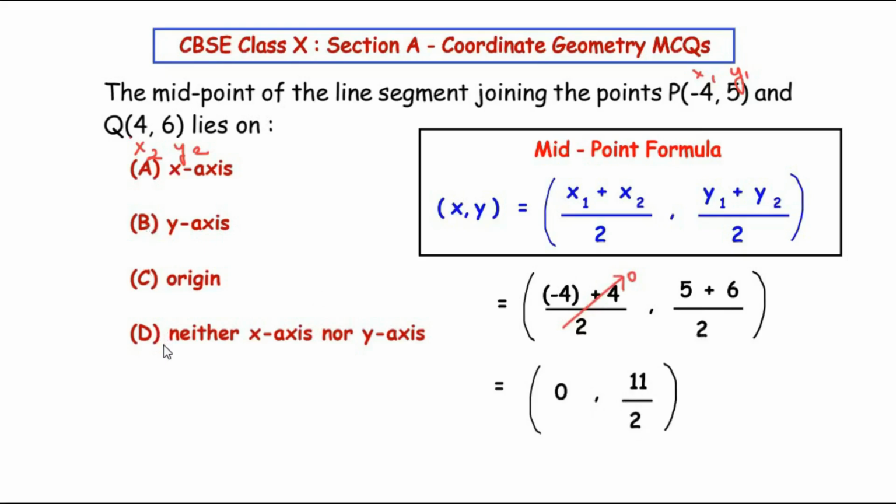But if you look at the options, they ask whether the midpoint is going to be on the x-axis, that is over here, or on the y-axis, or on the origin, or neither on the x-axis nor y-axis, means it could be somewhere over here or somewhere over here, anywhere. So we have to understand from these coordinates where the midpoint is going to be. Now the x-coordinate is 0, and the x-coordinate is 0 on the y-axis. So any point you take on the y-axis, the x-coordinate is going to be 0. So here our midpoint is going to be on the y-axis, that is option B.